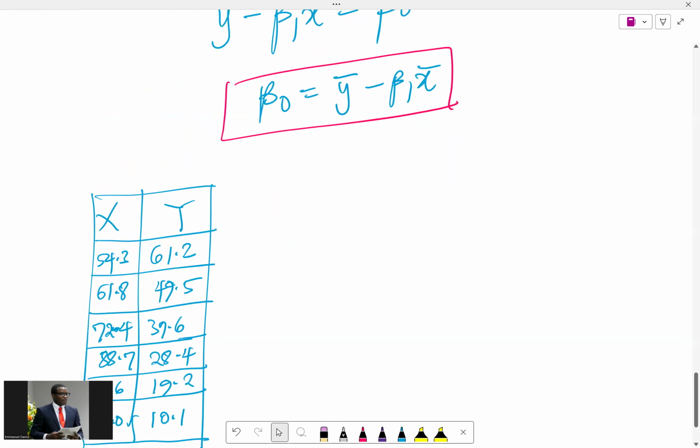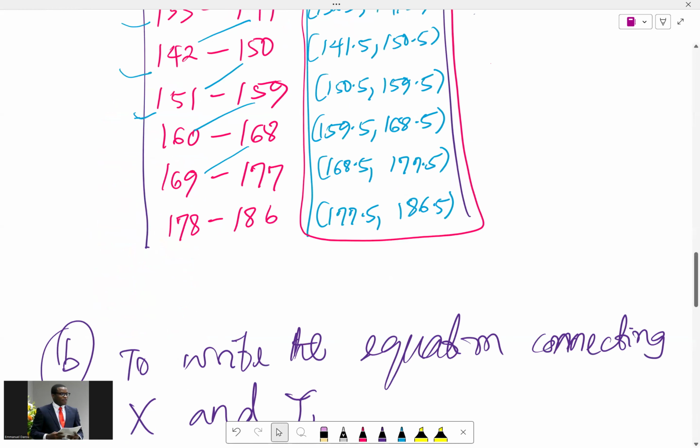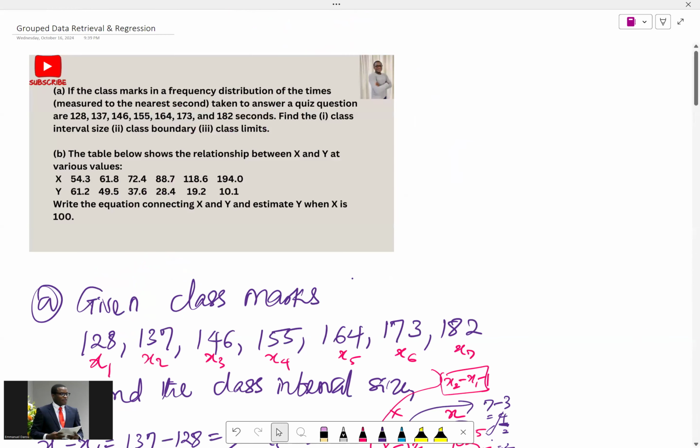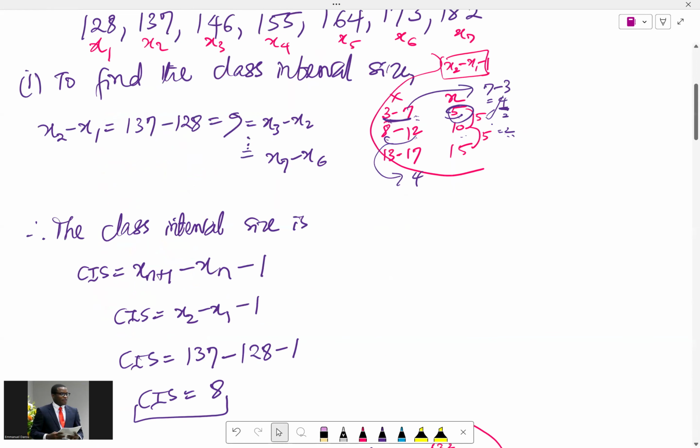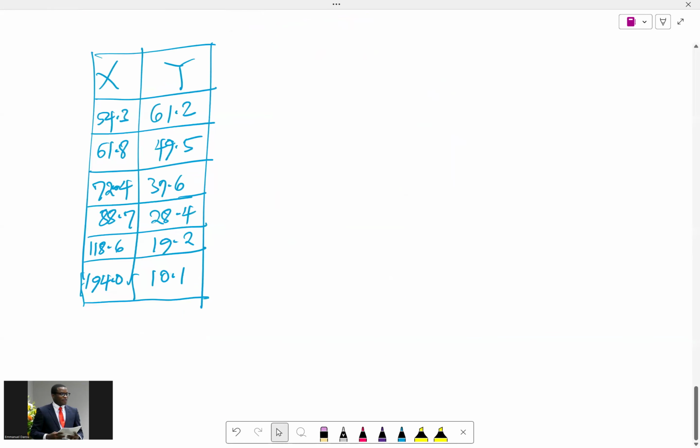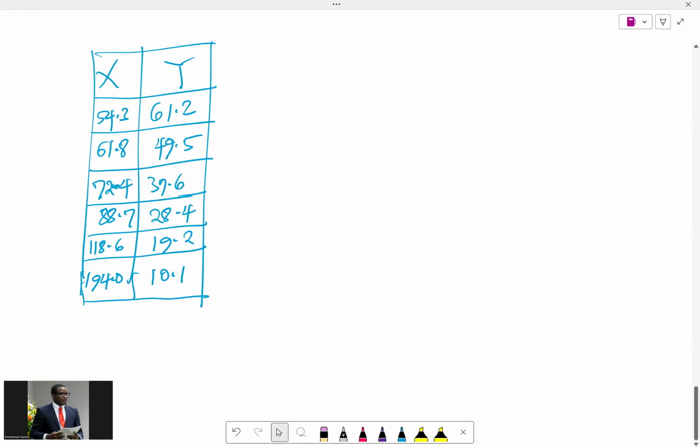Okay, let's check with the one at the top. 54.3, 61.2. Yeah, 61.8, 49.5. Okay, I think it's fine actually. 54.3, 61.2, 61.8, 49.5, 72.4, 37.6, 88.7, 28.4, 118.6, 19.2, 194.0, 10.1. Okay, we have that.